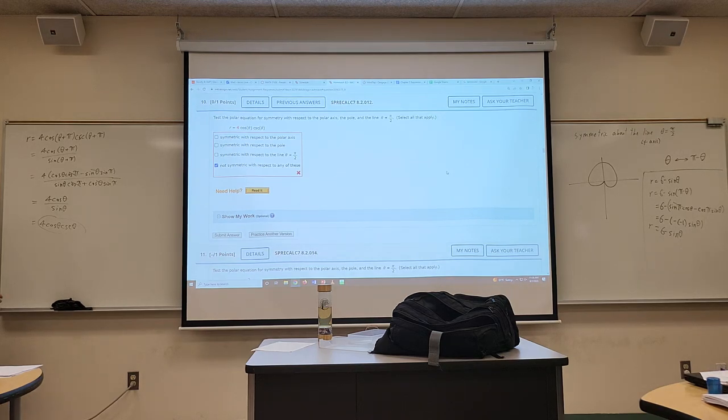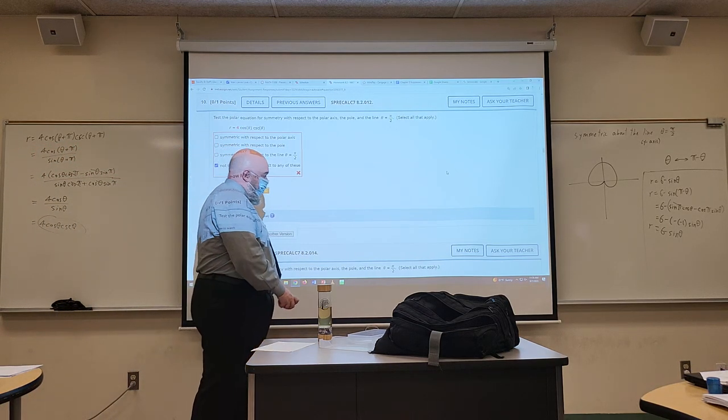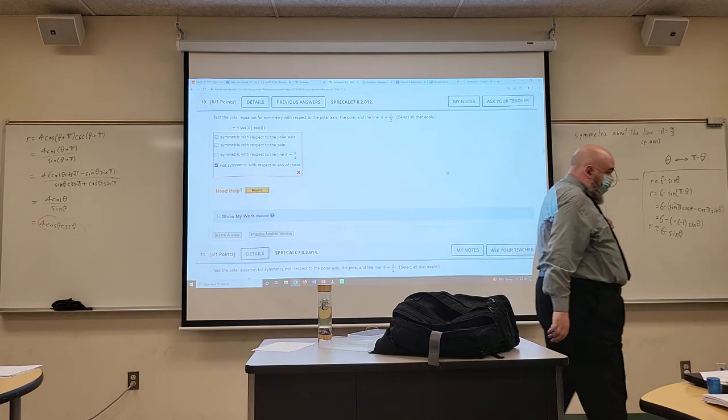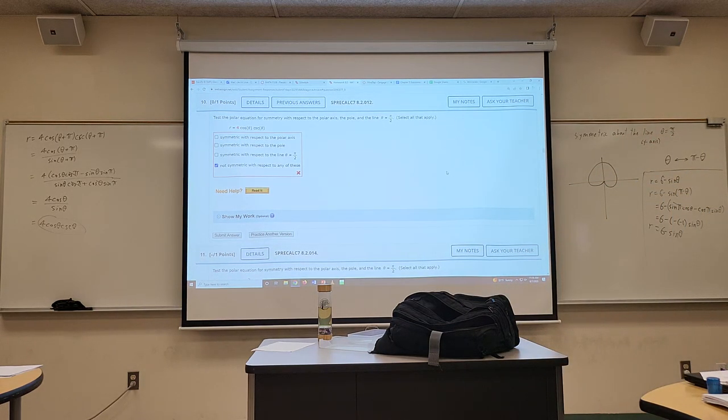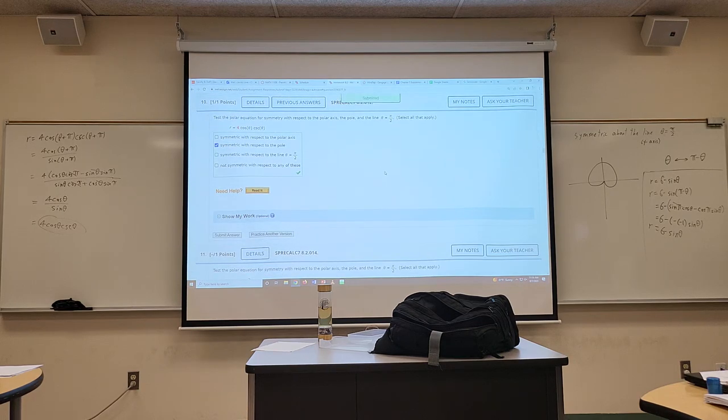It didn't seem to me that cosine theta cosecant theta and negative cosine theta cosecant theta were the same thing. But it seems that they are. And I can kind of see why, because cosine is even and cosecant is odd. So pole symmetry is the correct answer. Oh, I got to take this one off. You can select more than one answer at a time. So this one was still selected, but no, pole symmetry is correct.